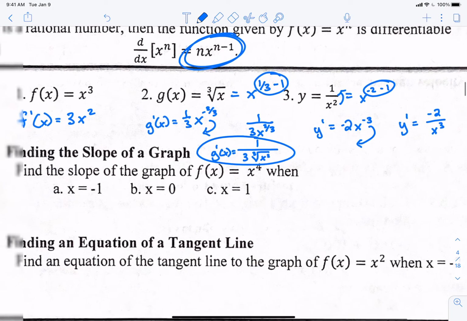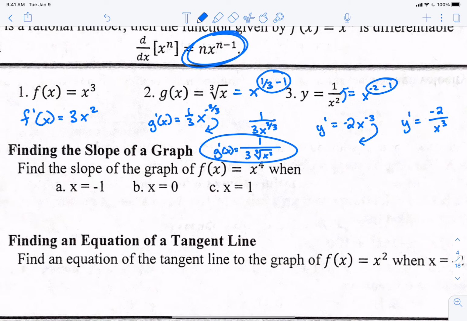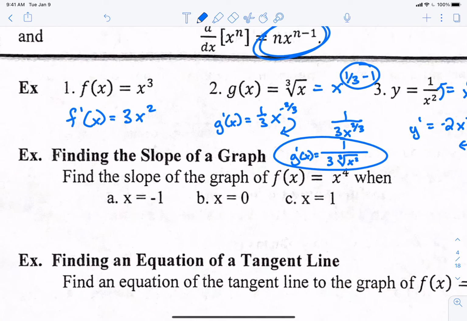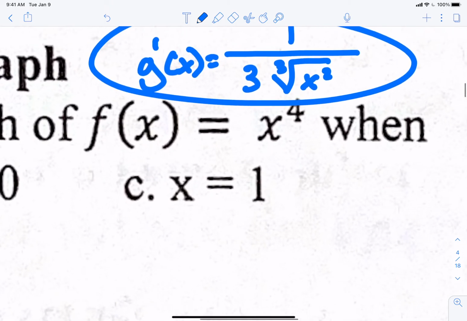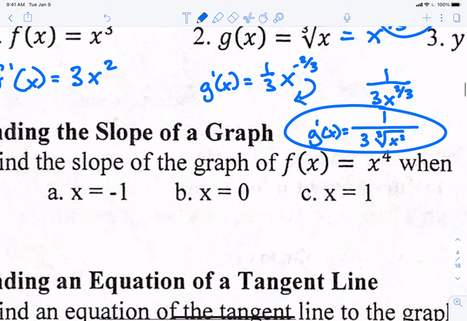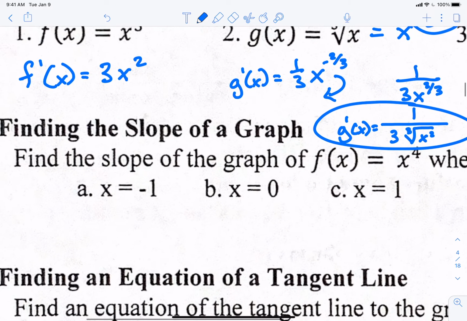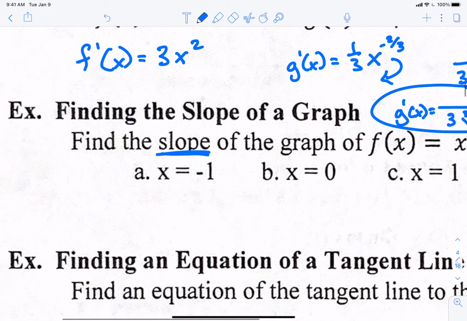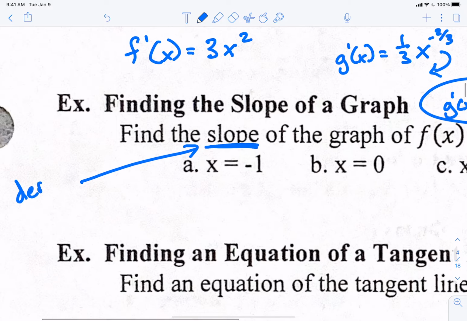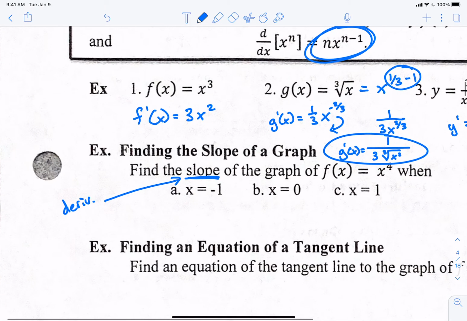All right, here we go. Find the slope of the graph of f of x equals x to the 4th when we have x equals each one of these 3 things. So, finding the slope of a tangent line is like finding the derivative. Whenever they say find the slope at that point, you're finding the derivative. Find the slope means find the derivative.